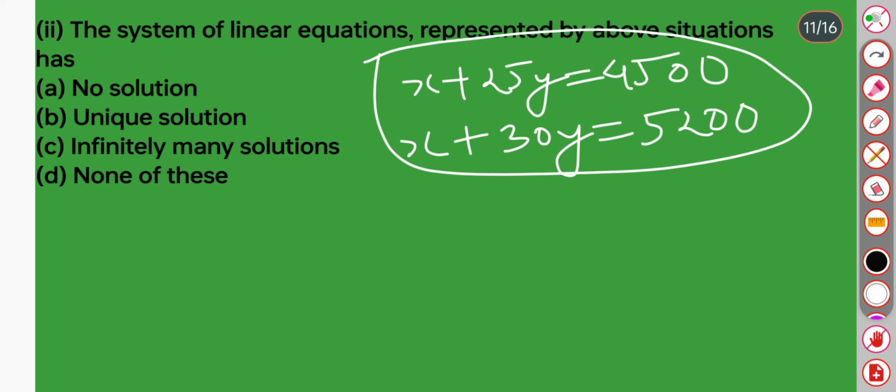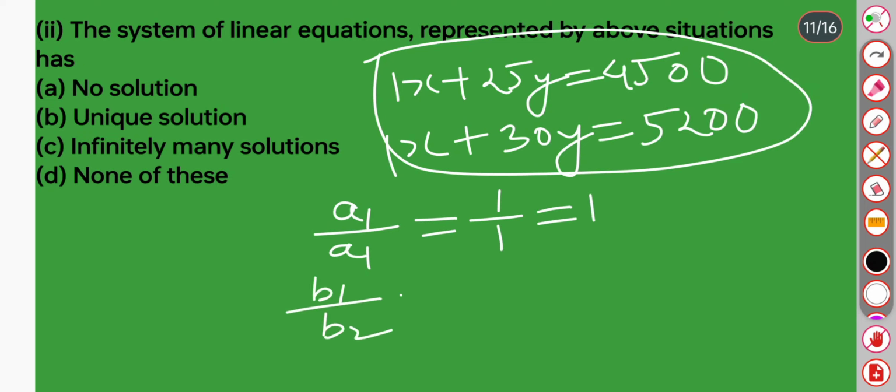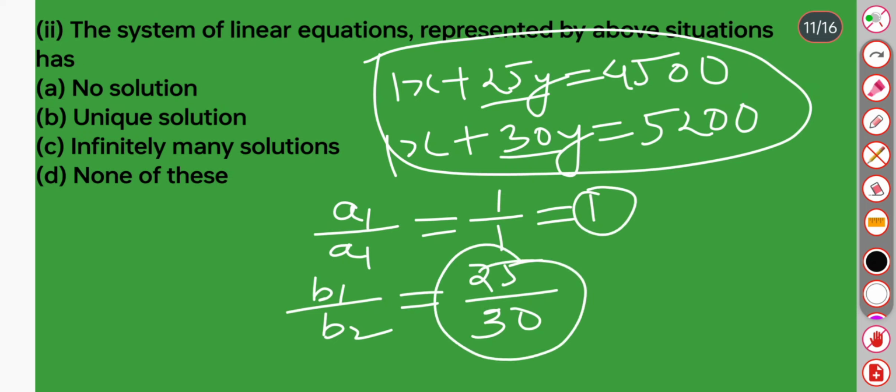Okay, now we know, if I compare a1 by a2, what will you get? Here the coefficient of x is 1, both a1 and a2 are 1, so you will get 1 by 1, which is 1. Similarly, if I compare b1 by b2 from the above equations, you will get 25 by 30. If you compare a1 by a2 and b1 by b2, are they equal? No, because a1 by a2 is 1 and b1 by b2 is 25 by 30. So they are not equal: a1 by a2 not equal to b1 by b2.